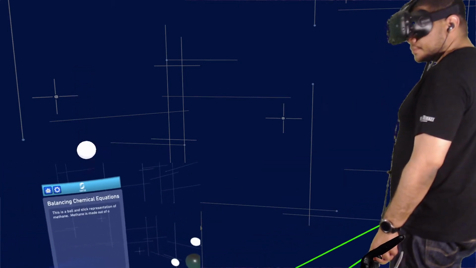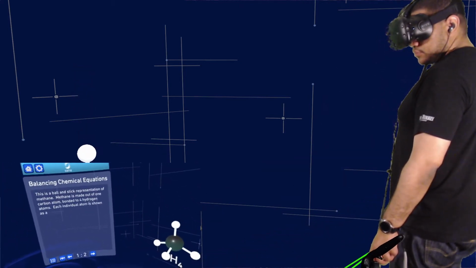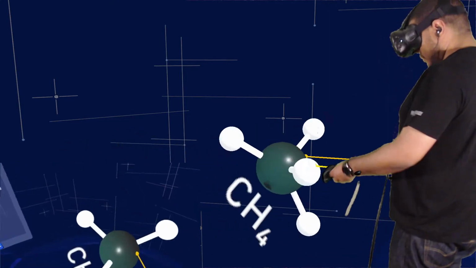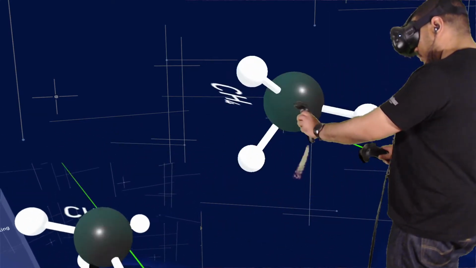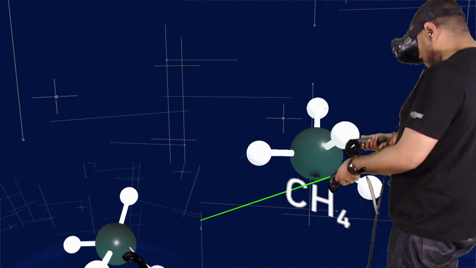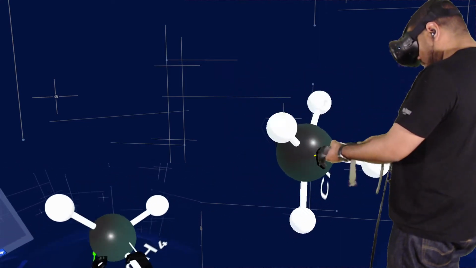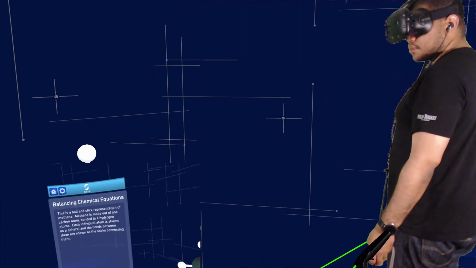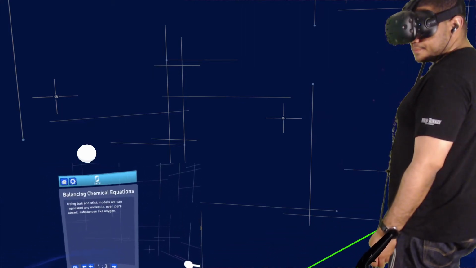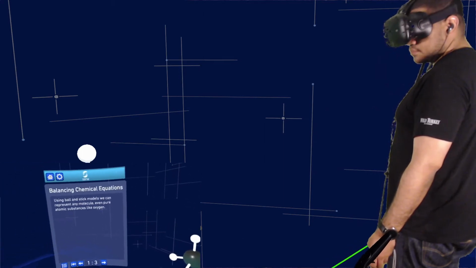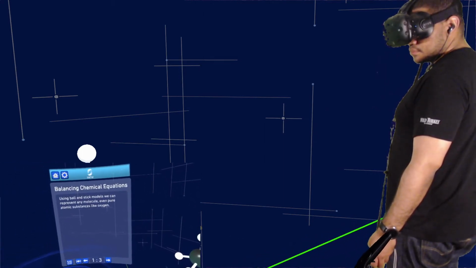This is a ball and stick representation of methane. Methane is made out of one carbon atom bonded to 4 hydrogen atoms. Each individual atom is shown as a sphere, and the bonds between them are shown as the sticks connecting them. Using ball and stick models, we can represent any molecule, even pure atomic substances like oxygen.